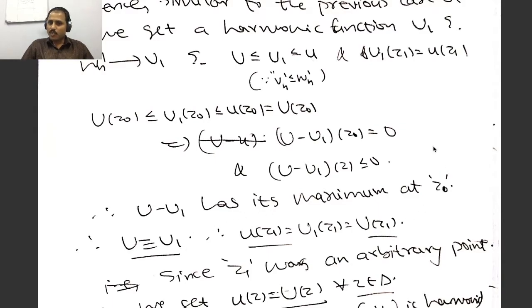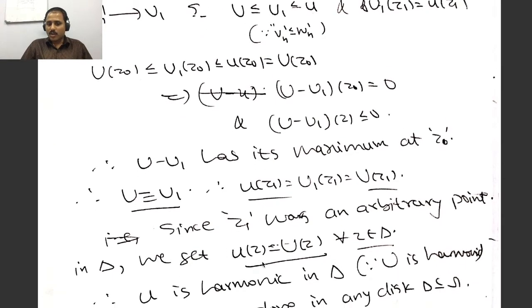So if you proceed in another way, you are getting the same U, and also small u Z1 is equal to capital U1 Z1, which is equal to U Z1. So on all other points also, small u coincides with capital U.